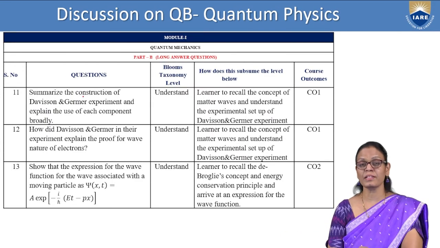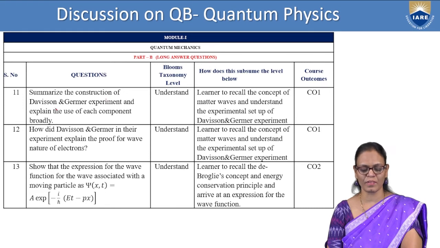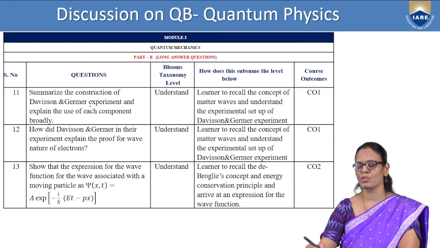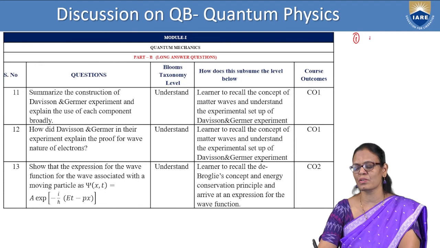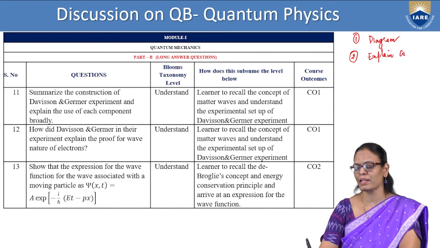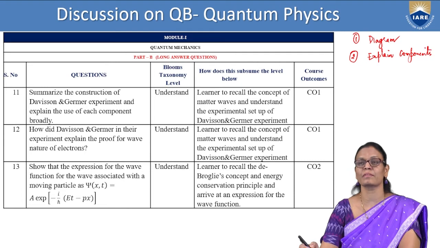Next, summarize the construction of the Davisson and Germer experiment and explain the use of each component broadly, because it's a 7-mark question. So the first thing you have to do is draw a neat sketch, the diagram showing the experimental setup. Then you have to explain the different components that are there in the setup.